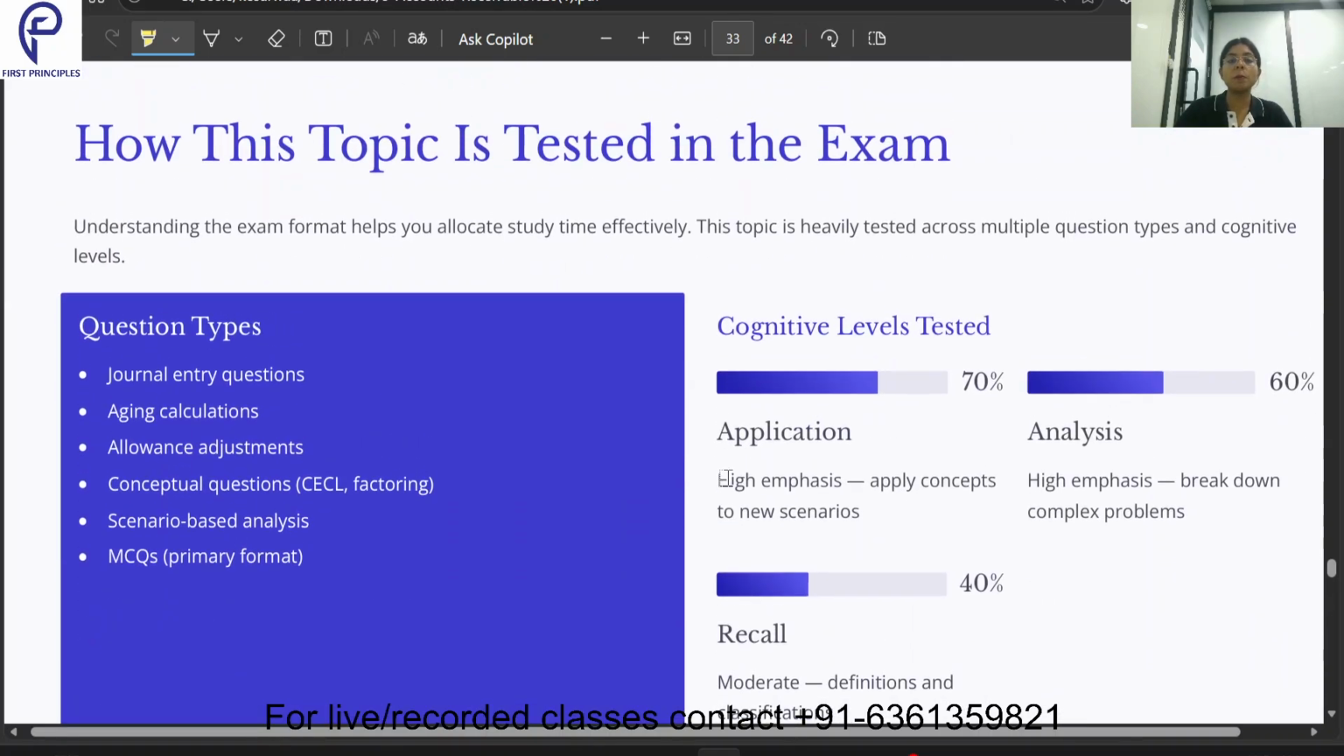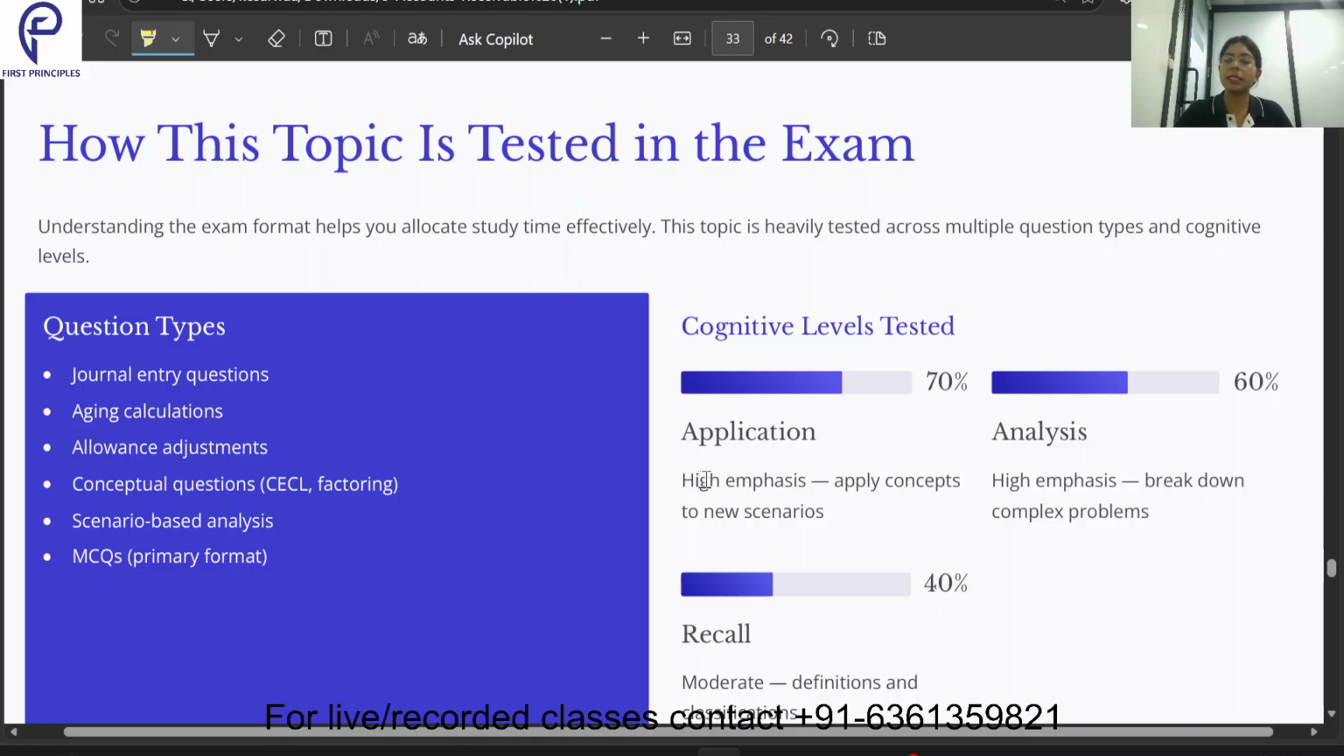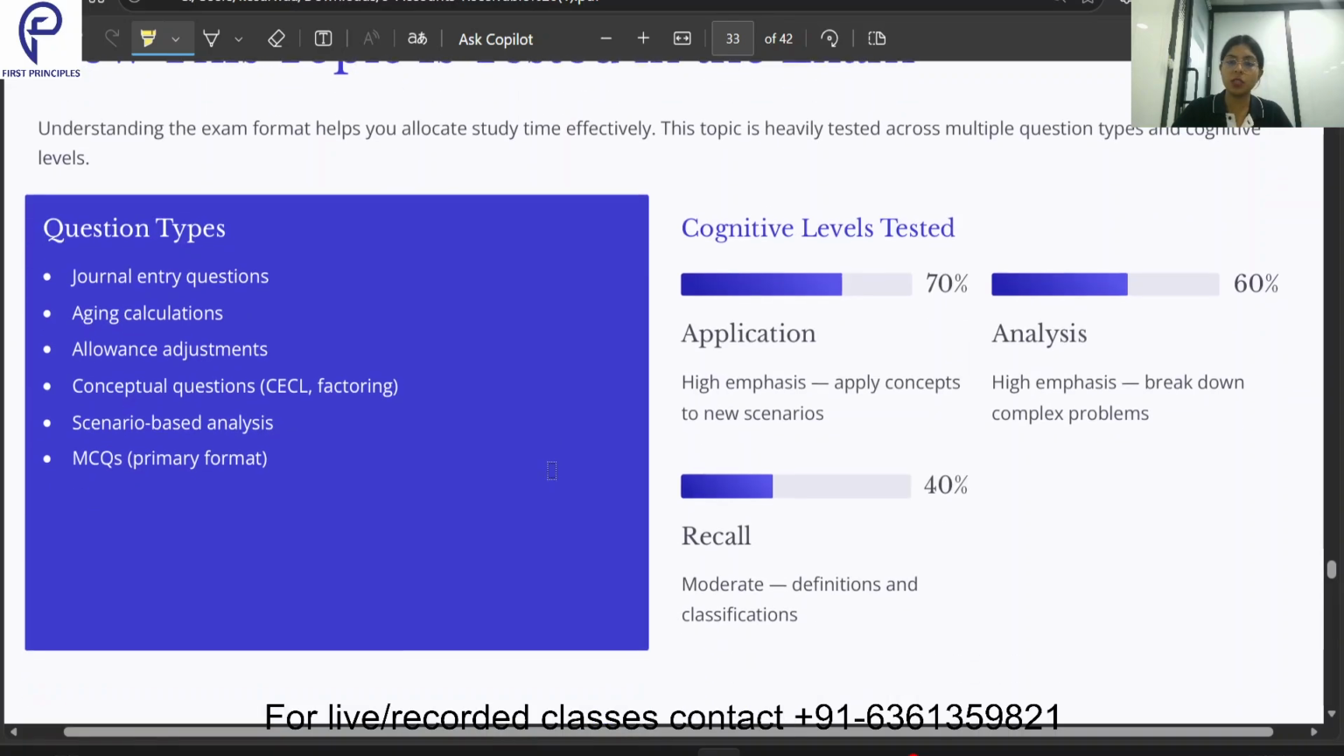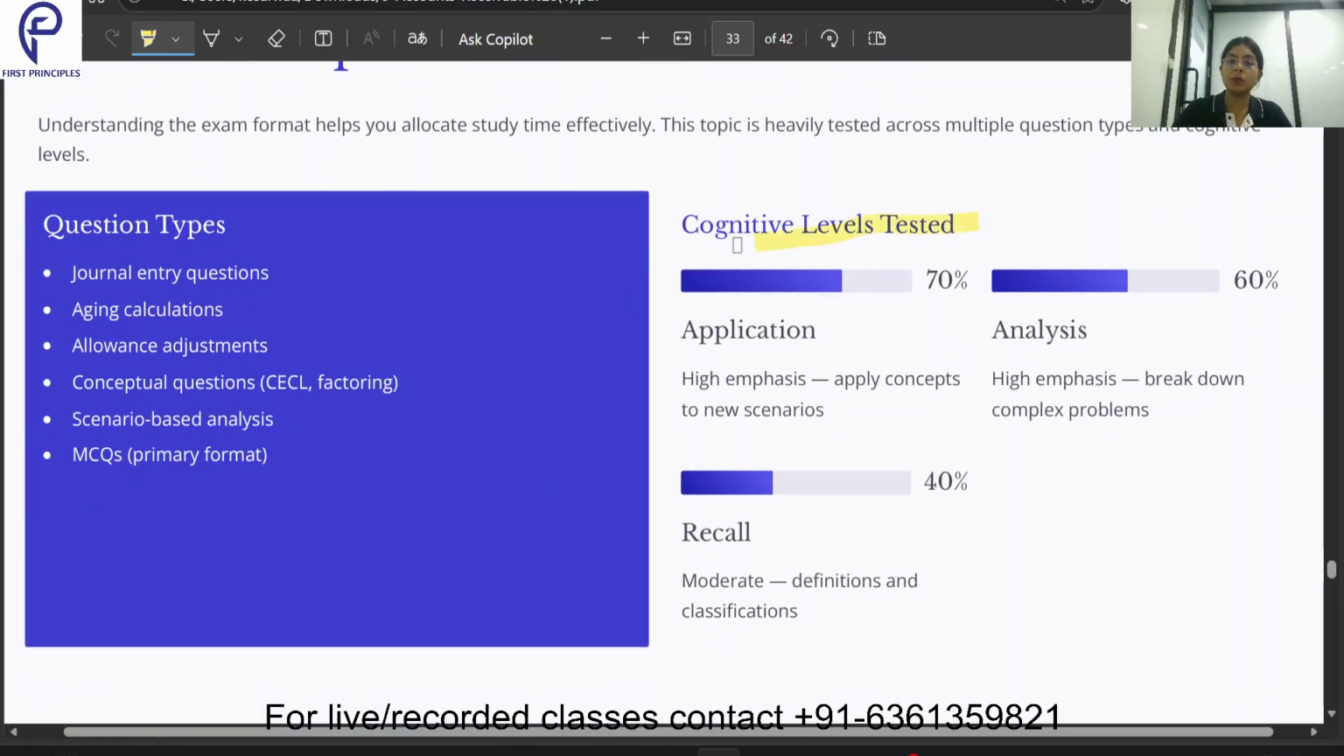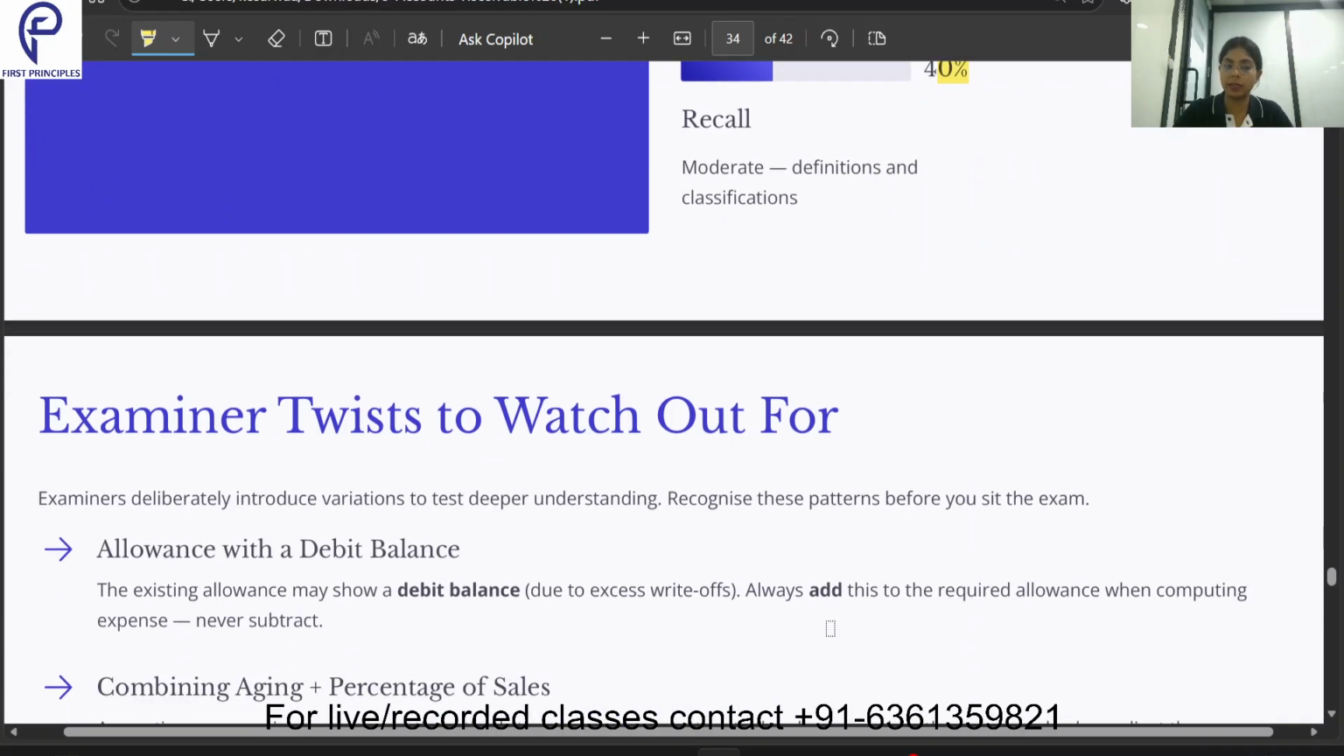Now, how can this topic be tested in the examination? It can be tested in both the MCQs and the scenario based questions. So journal entries can be asked, aging calculations, allowance related things, then CECL, then scenario based analysis, and MCQs will also be there. Application based questions can be 70% of the questions, then 60% can be based on analysis and 40% on recalling. That means how much you remember the things.